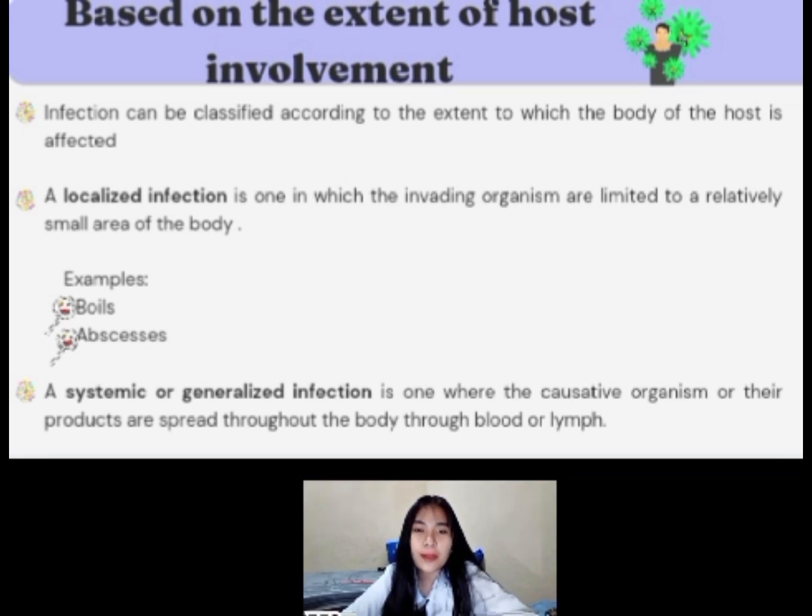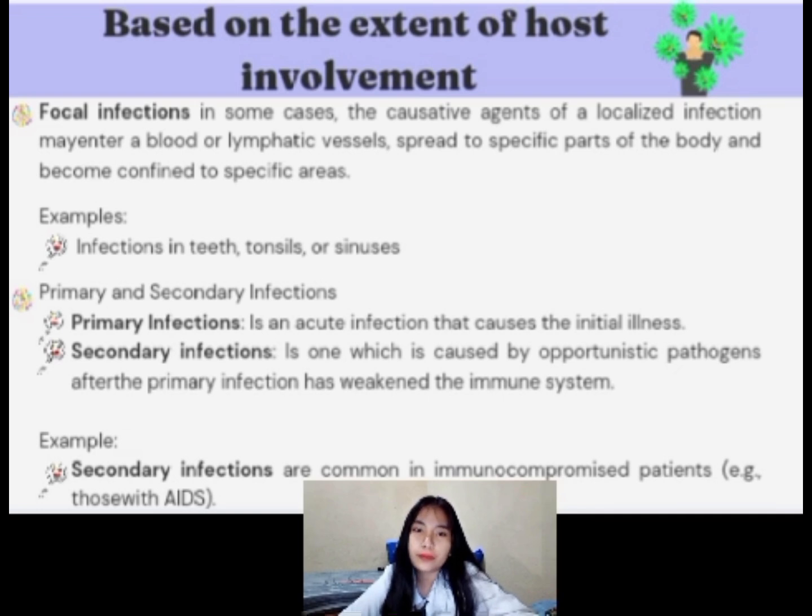Second, we have systemic or generalized infection. These occur when the causative organism or their products spread throughout the body, typically through the bloodstream or lymphatic system. This type of infection can affect multiple organs and systems, leading to widespread symptoms and requiring prompt medical attention.